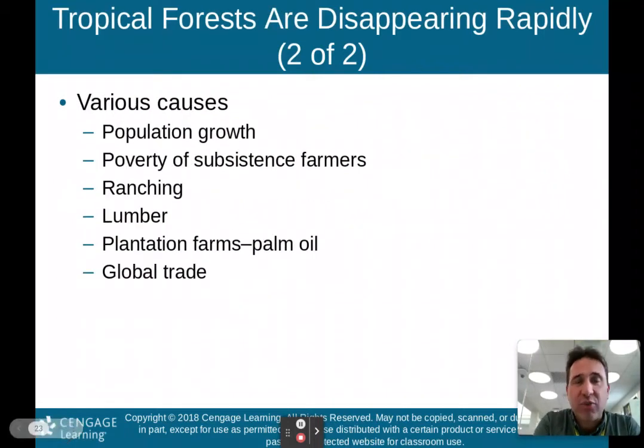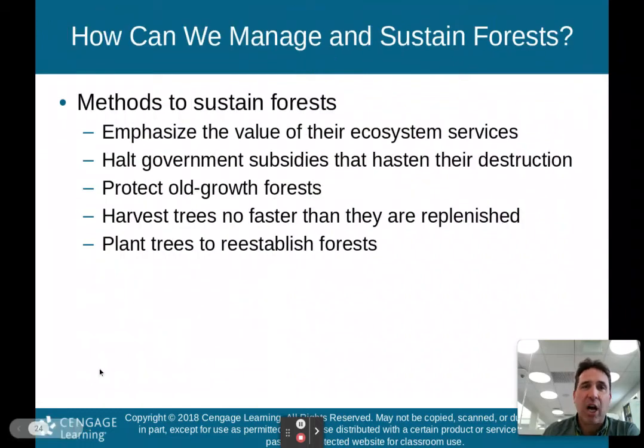So various causes for these tropical forests disappearing. Again, we talked about it. Population growth. We need places for people to live. Poverty of subsistence farmers. Okay, they don't have a lot of money, so they need to get as much land as they can garner to plant crops. Ranching. Again, that's livestock. Lumber. Okay, money there. Plantation farms like the palm oil. Again, money, and obviously global trade as well. Those are reasons that you're seeing these tropical rainforests disappear as rapidly as they are.